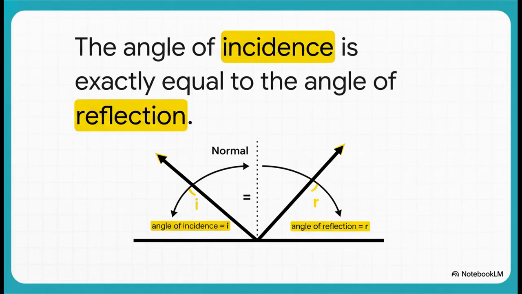And here is the one simple rule that's behind all of reflection. It's called the law of reflection. All it says is that the angle the light comes in at, that's the angle of incidence, is exactly the same as the angle it bounces off at, the angle of reflection. You've got to remember this. It is the golden rule for any reflection diagram you'll ever have to draw.